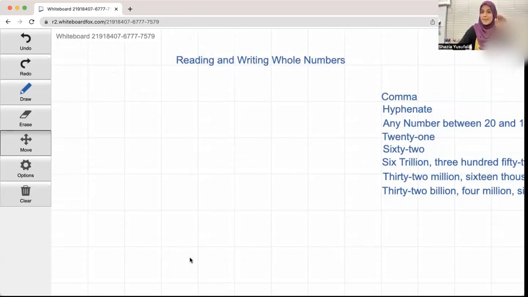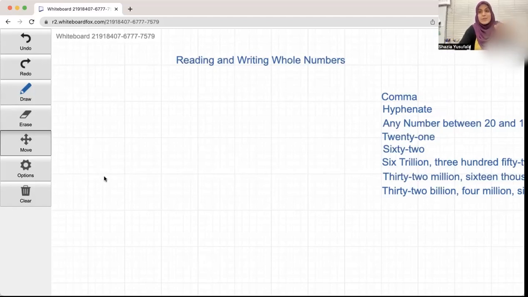So I'm excited. We talked about place value, and now we'll talk about how to write and read whole numbers with place value, right? You remember how we went from thousands to a million to a billion to a trillion? Well, now how am I supposed to write this? I know how to say it, but how do I write it in text?